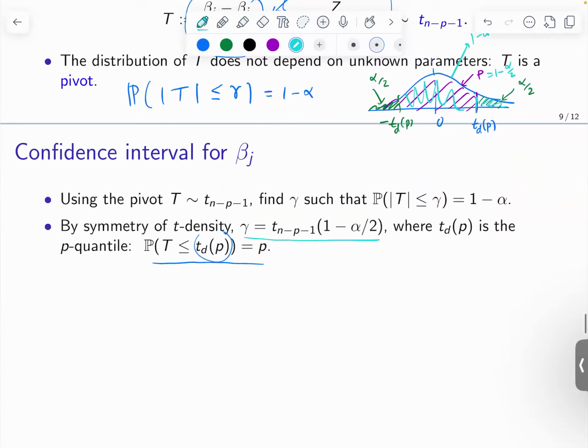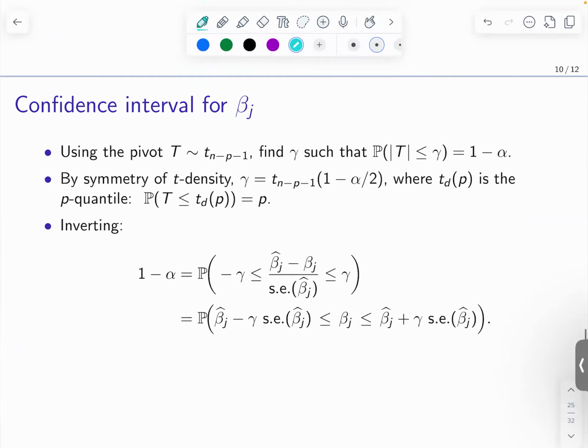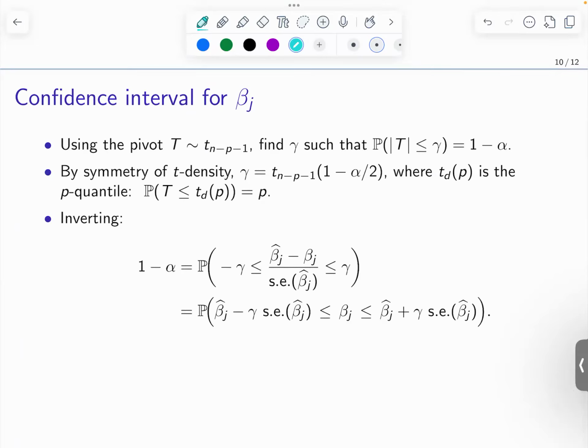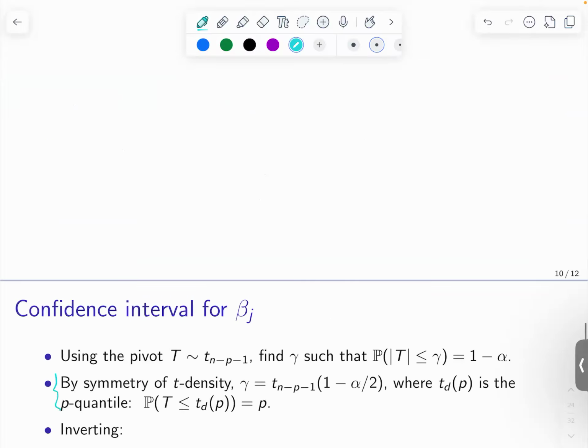But this is just renaming it in terms of the quantiles. It doesn't matter, it just matters that you can calculate the gamma. It's just based on the distribution. If this was a little bit fast, you can verify for yourself. Just draw a picture.